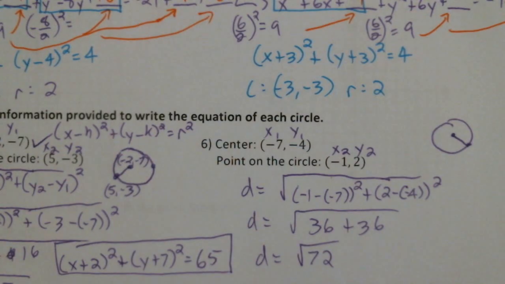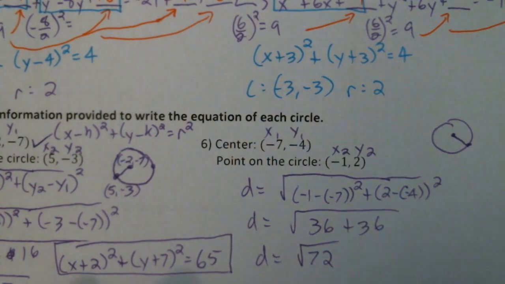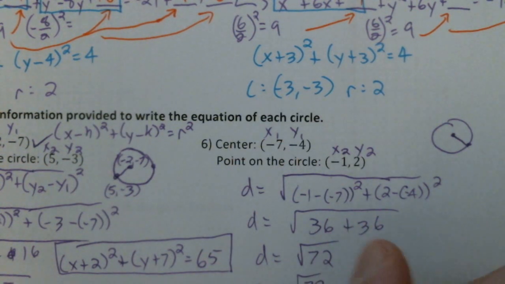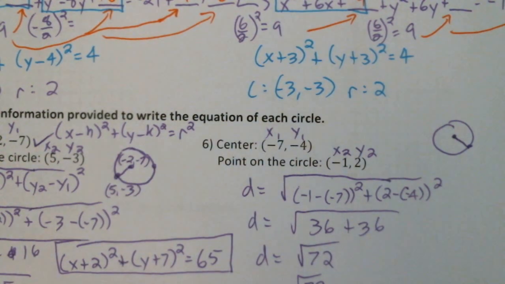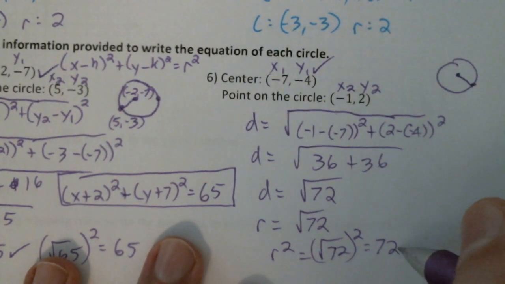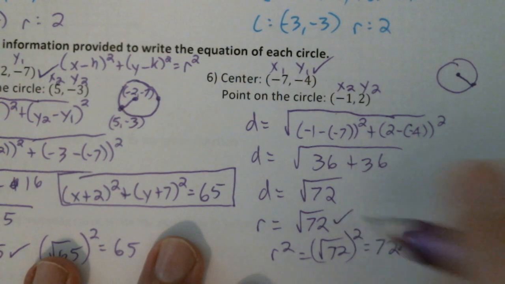That is not a perfect square. So again, I'm going to leave that as a radical. So the distance that we just found is the radius. Okay, so r squared will be the square root of 72 squared, which is 72. Sorry, I can't see that. Okay, so we got the center. We got the radius, or r squared.